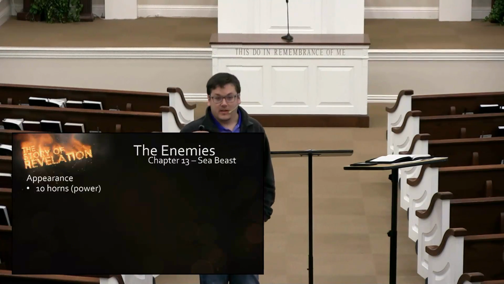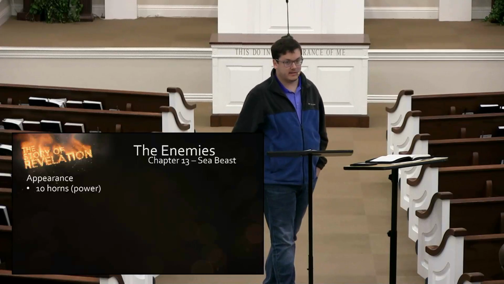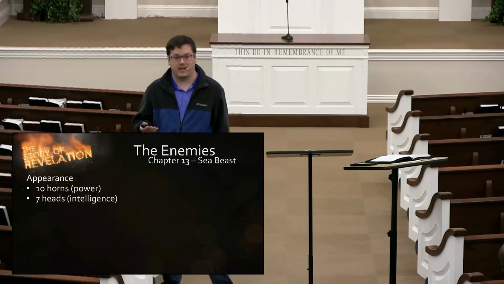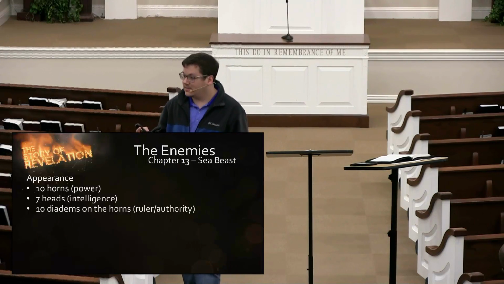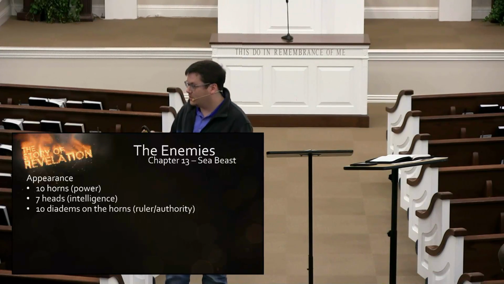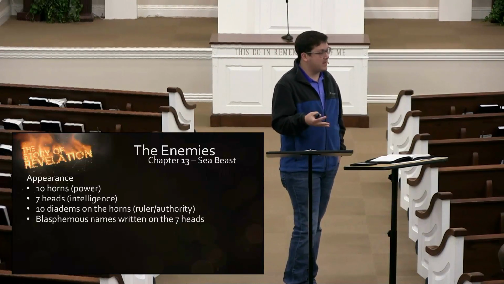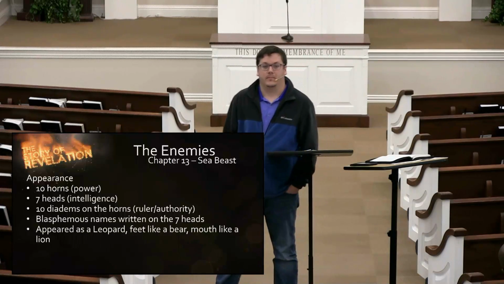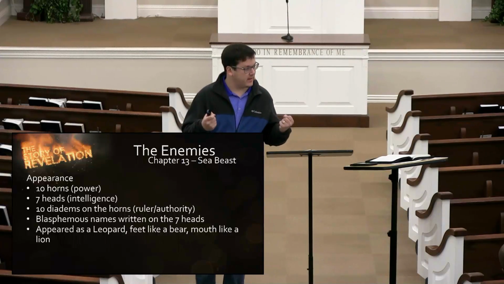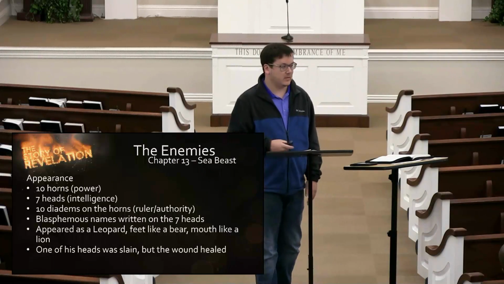Mouth like a lion. Yeah, so going through some of these things, we have the 10 horns, alluding maybe to power, similar to the dragon last week. The 7 heads, alluding maybe to intelligence that this beast has. The 10 diadems being on his heads, diadem being another word for a crown, showing that this beast has some sort of rule or authority to him. He has blasphemous names written on the 7 heads. He appeared as a leopard, feet like a bear, mouth like a lion. These are all animals of great strength and of great power. And one of his heads was slain, but the wound was healed. We'll talk more about that in a minute.